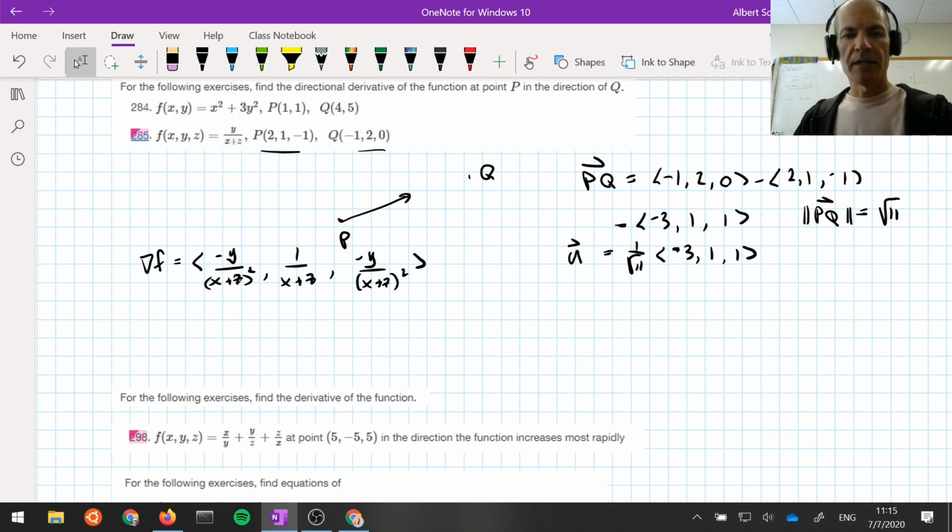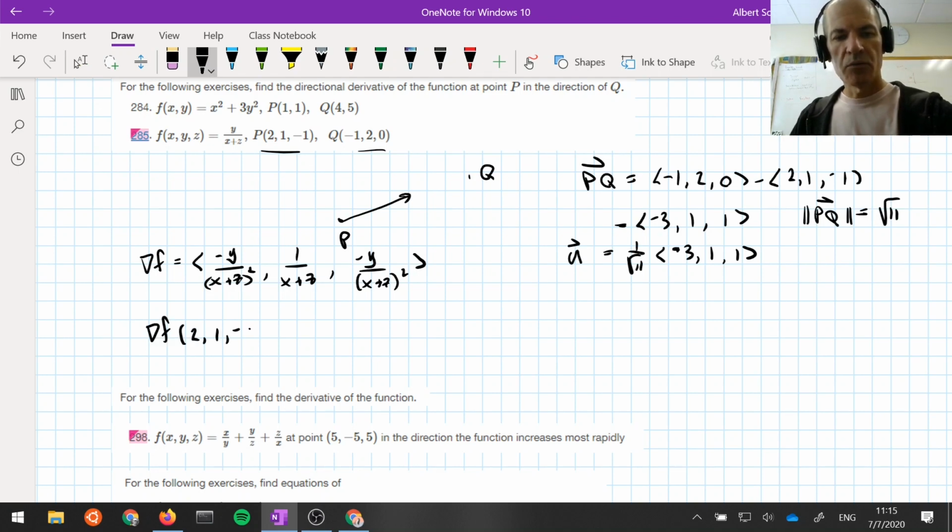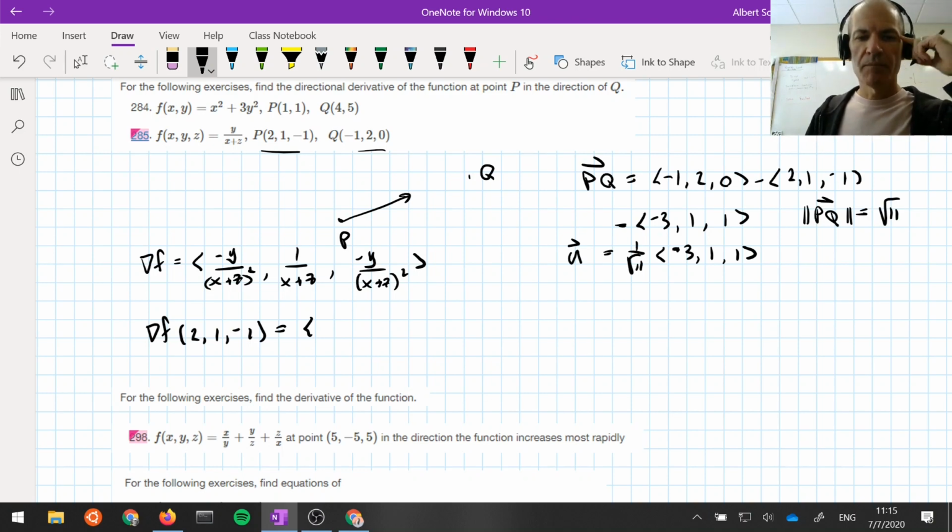We want to evaluate the gradient at the point in question, in this case P, which is (2, 1, -1). So the gradient of f at (2, 1, -1). We're plugging in those values for x, y, and z respectively. In the first coordinate, y is 1, so we have minus 1. And we have x plus z in the denominator. X plus z is 2 plus negative 1. That's 1. And notice we see x plus z appearing in the denominator all the way across. So conveniently for us, these are all 1s. So to evaluate the gradient at (2, 1, -1), it's really just (-1, 1, -1).